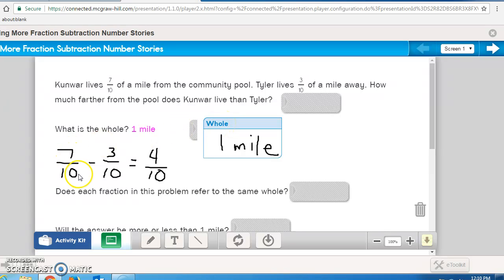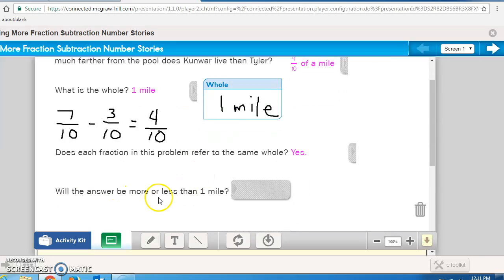I took 7/10 minus 3/10. Again, my denominators are the same, so I wrote that number down. Then I subtract the numerator. 7 minus 3 equals 4. So 4/10 of a mile. That's my units. Does each fraction in this problem refer to the same whole? Well, yes, because we're talking about the mile. And will the answer be more or less than a mile? Well, if it's only 4/10 of a mile, it's going to be less than.